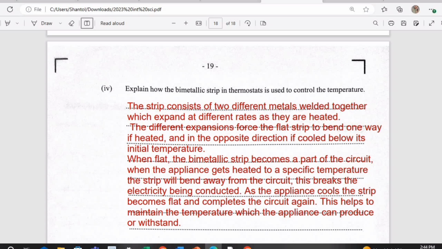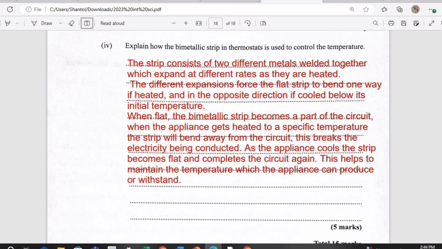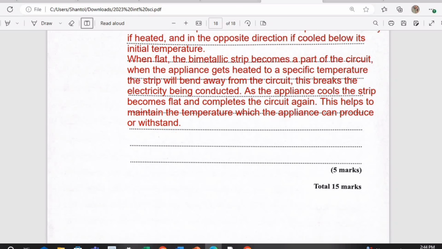When flat, the bimetallic strip becomes a part of the circuit. When the appliance gets heated to a specific temperature, the strip will bend away from the circuit. This breaks the electricity being conducted. As the appliance cools, the strip becomes flat and completes the circuit again. This helps to maintain the temperature which the appliance can produce or withstand. And that was for 5 marks.